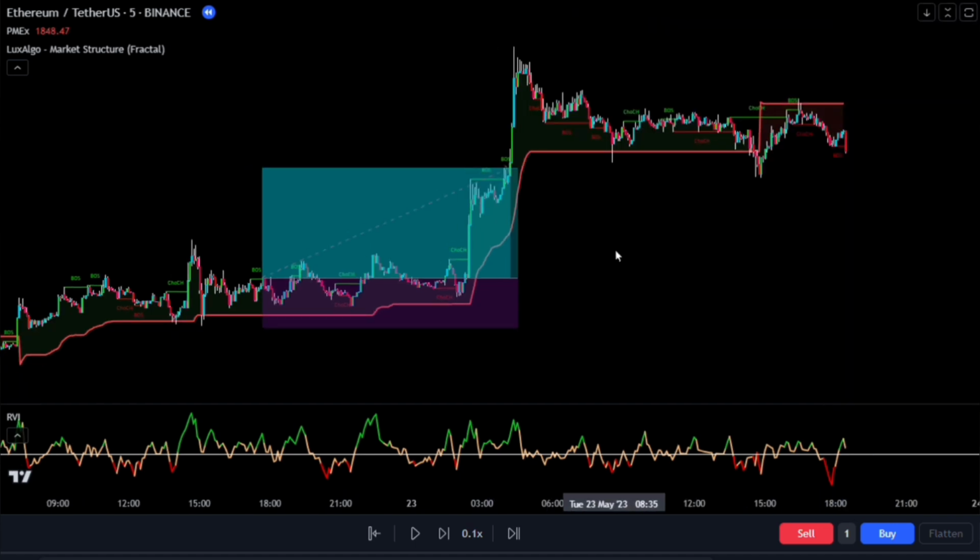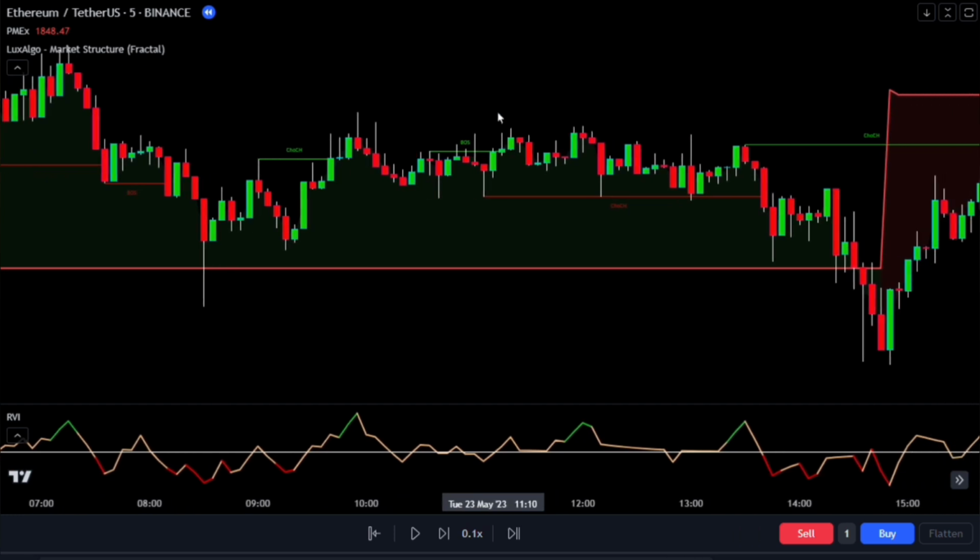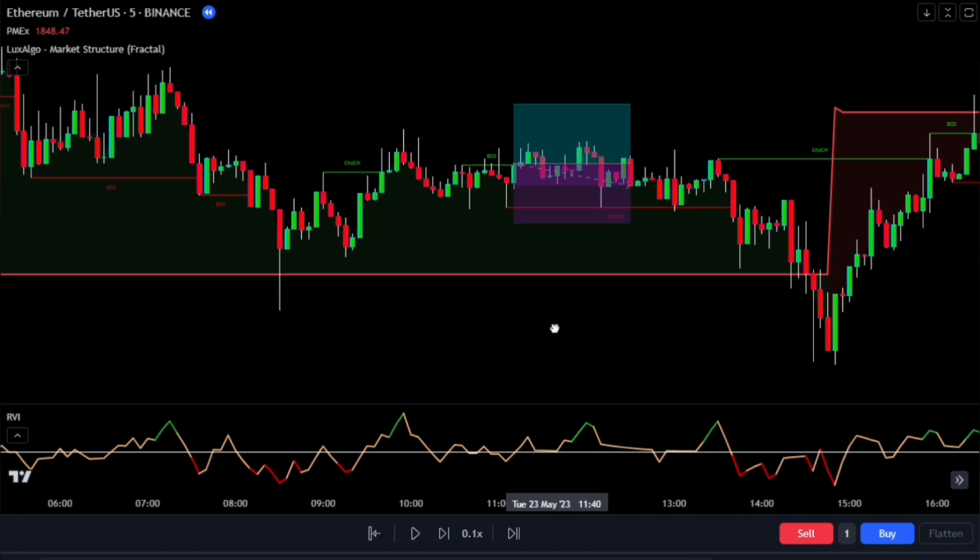But here's the important part. If we ignored the rule of only one trade per PMex cycle and made more trades, we would have lost a lot of money soon after.